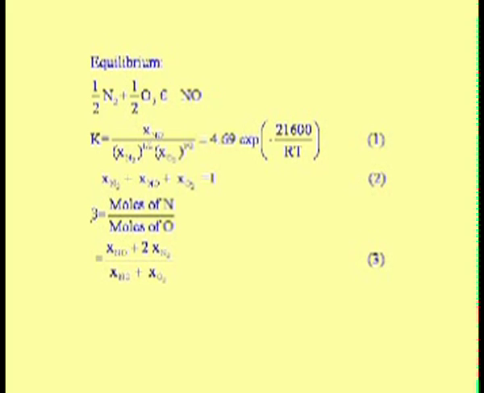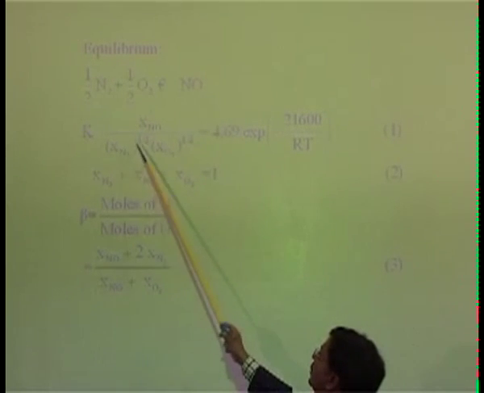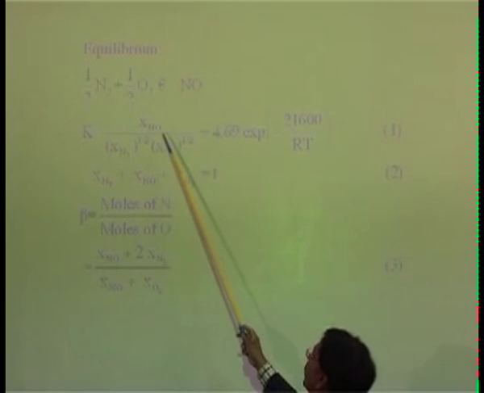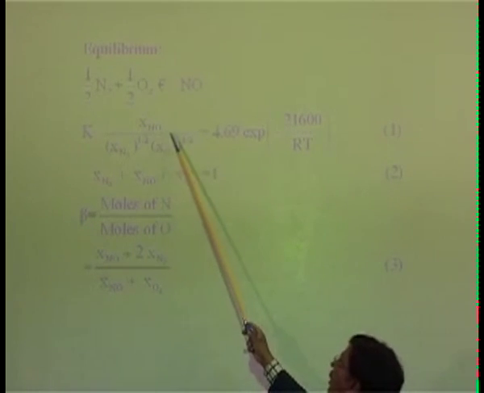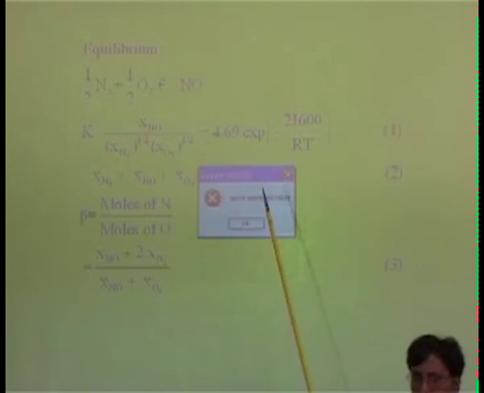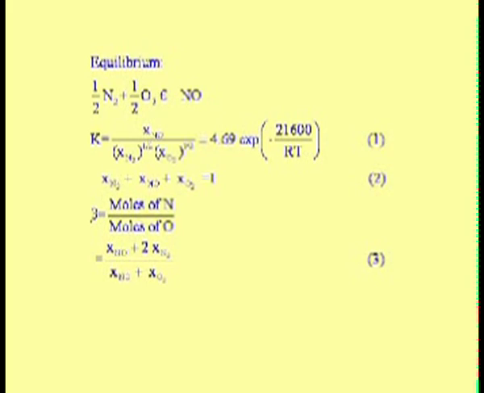Let's look at the same kind of relationship now with respect to what is happening with the NO. Here you see equal to NO, and then the K, that is the equilibrium constant, and XNO. You can see there's no problem with this relationship, right? And I'll send you the slides so that you can see it.